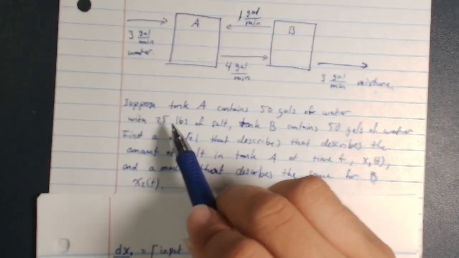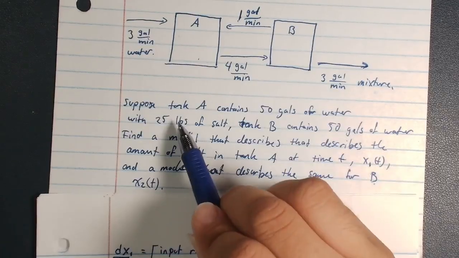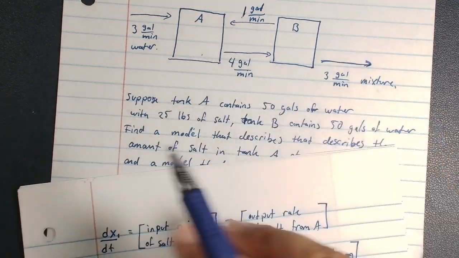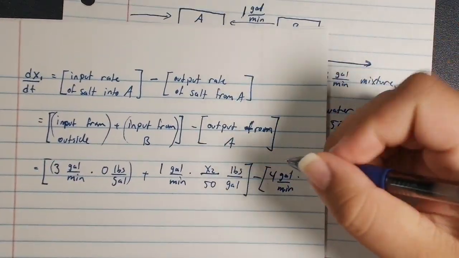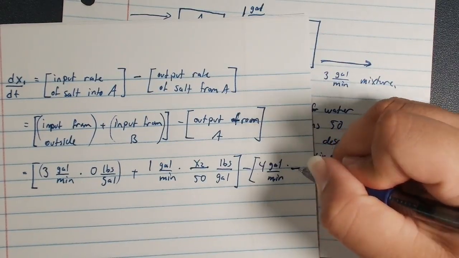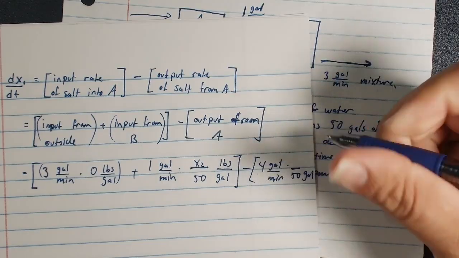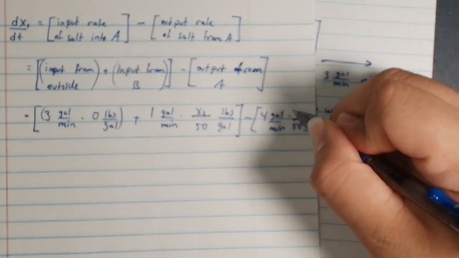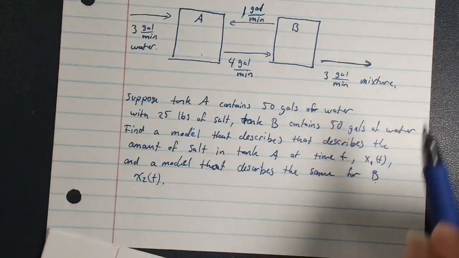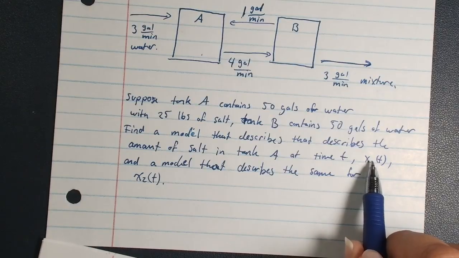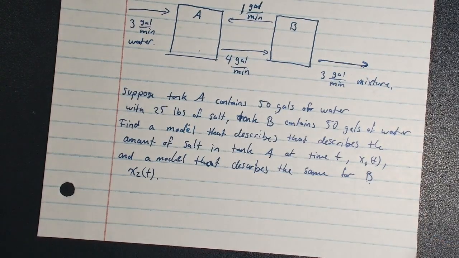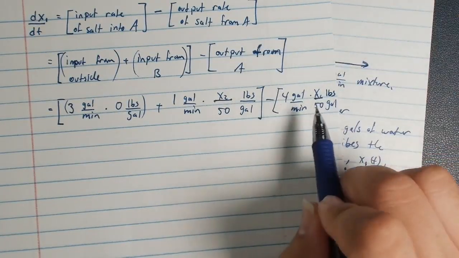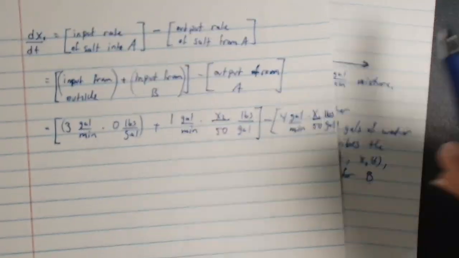Now, again, some of you might think, well, it's 25 pounds per 50 gallons. Yeah, at first, but that's going to change very quickly as we start circulating this brine, this salt water. So, yes, the 50 is going to remain constant throughout. That's going to be 50 gallons. But our amount of salt in tank A will change over time. But whatever it changes to, again, we're calling that x1. x1 is what describes the amount of salt in tank A at any given time. So that's going to be x1 pounds of salt for every 50 gallons of water.